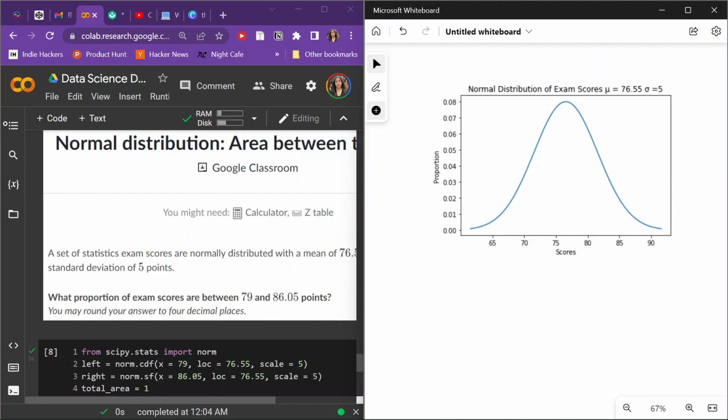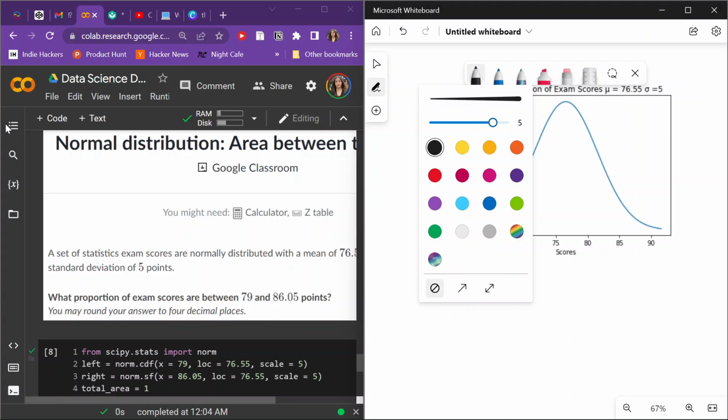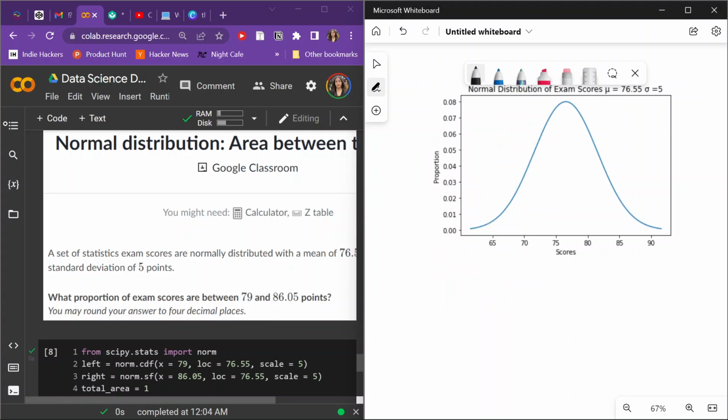Why am I not able to write on it? Oops. All right, 79. Oh, it was frozen. Let me move that to 2 or 1 or something. All right, so 79 is literally like right here. So that's 79. And then let's see, 86.05 is like right about here. So that's 86.05. And so this is the area basically that they wanted.